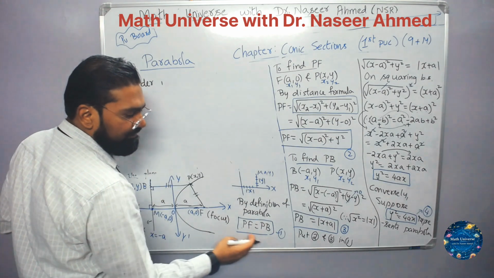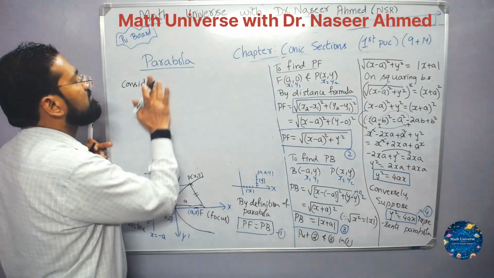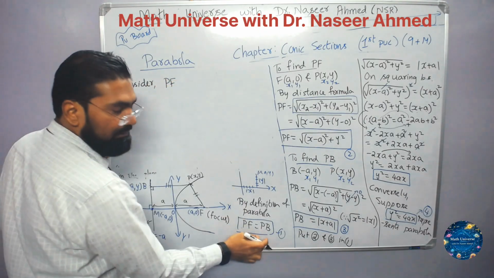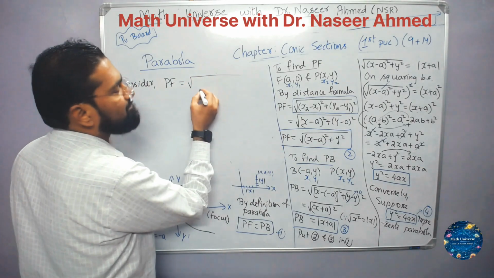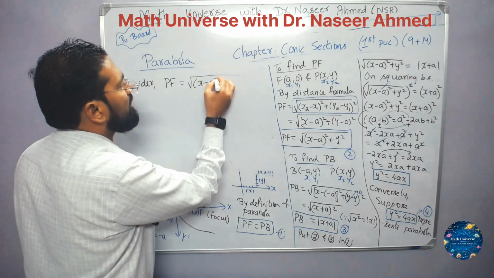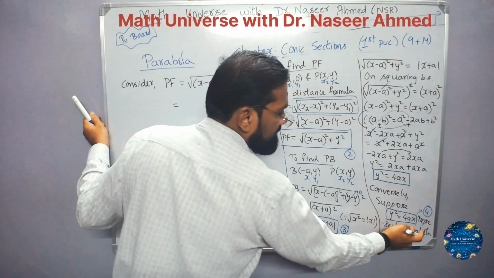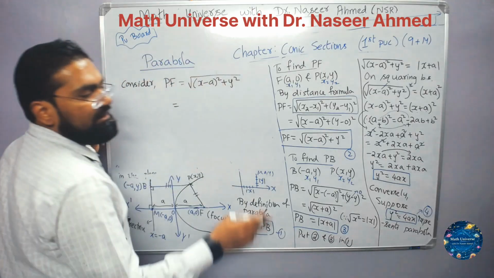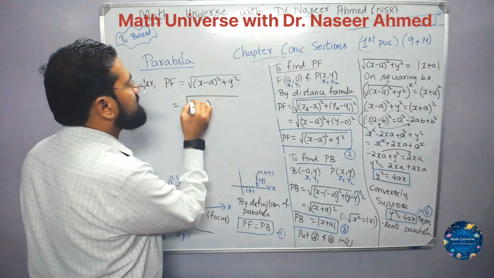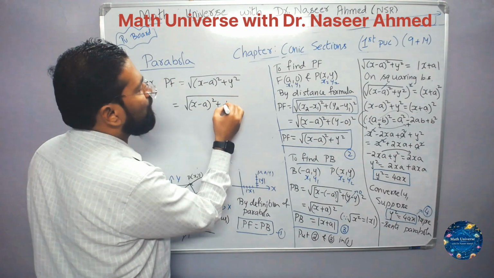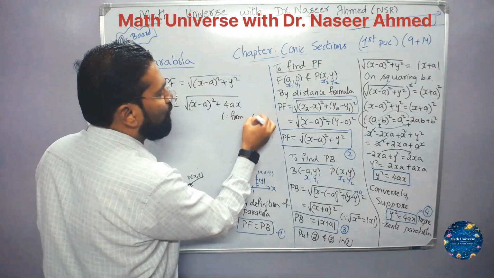Either I have to take left or right. So I'll take the left hand side, PF. Now by using PF, I have to obtain PB. What is PF? It is root of x minus a the whole square plus y square. But what is y square? It is 4ax. We have assumed that y square equal to 4ax represents the parabola. So I can substitute there: x minus a the whole square plus, what is y square? 4ax. This I have got from equation number 4.